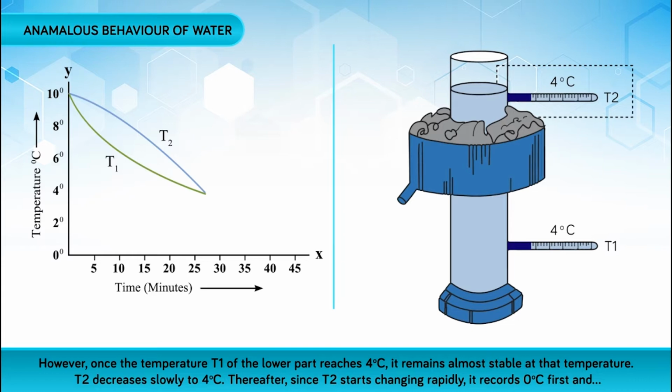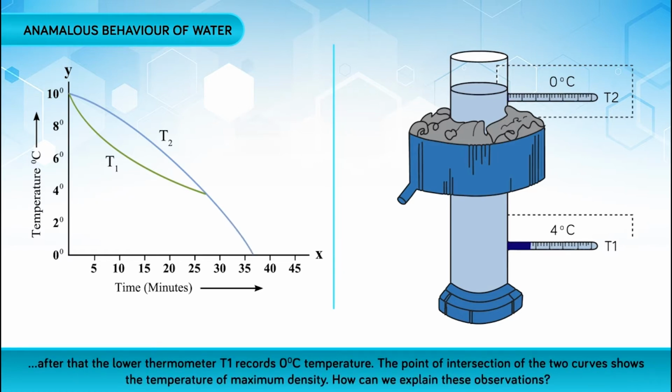Thereafter, since T2 starts changing rapidly, it records 0 degrees Celsius first, and after that, the lower thermometer T1 records 0 degrees Celsius temperature. The point of intersection of the two curves shows the temperature of maximum density. How can we explain these observations?